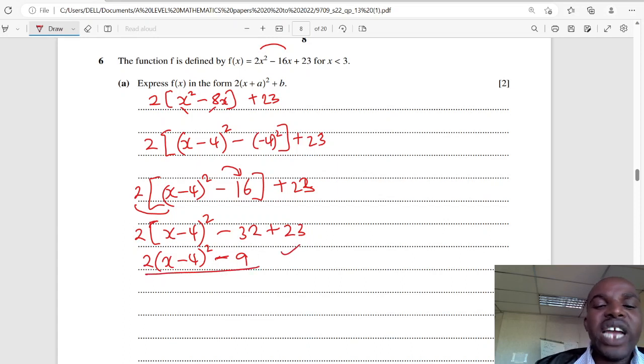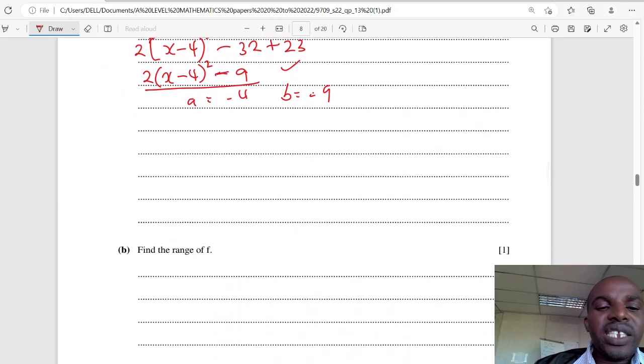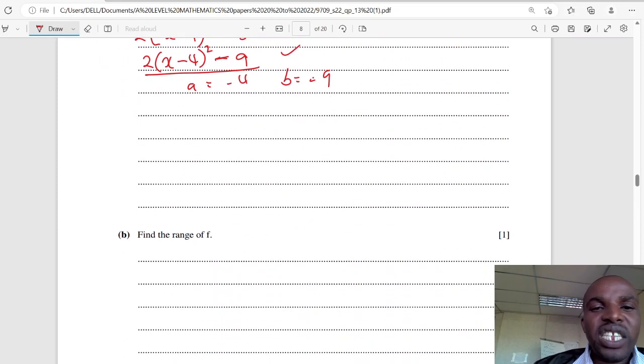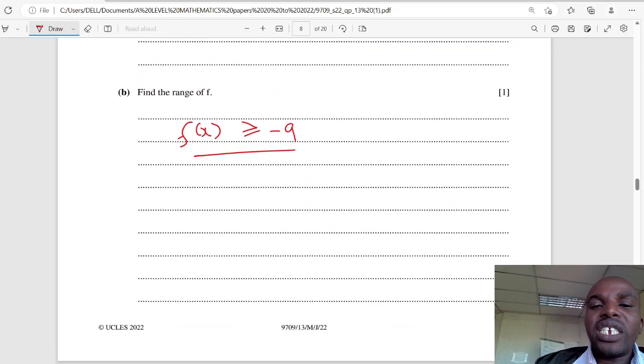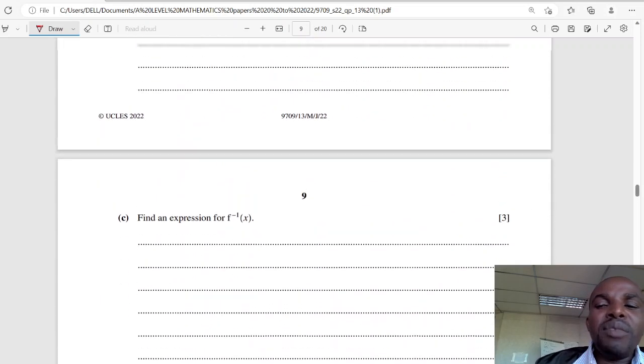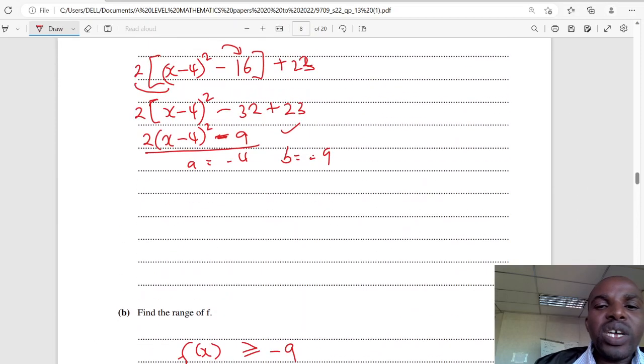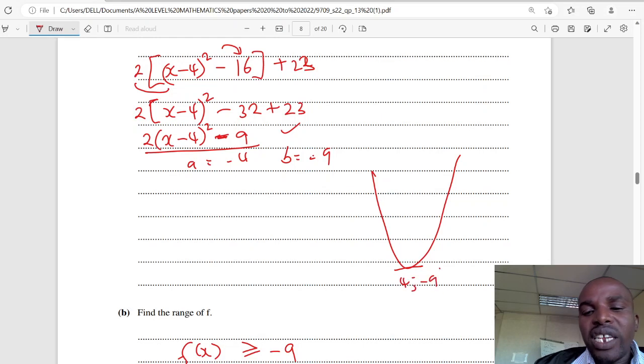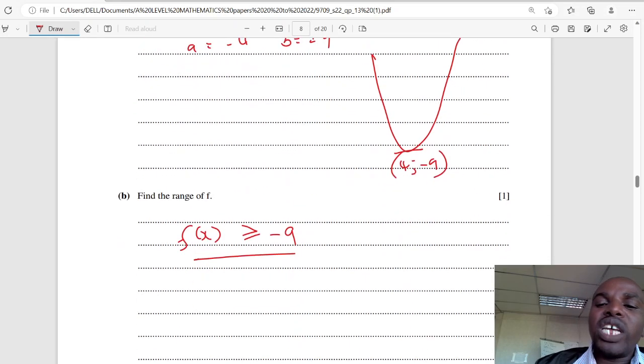So this will be your item. So your A is minus 4. Your B is minus 9. Just like that. Then next, find the range of f of x. Range, you can check. There is minus 9 here, right? So you can just say f of x is greater than or equal to minus 9. That's your range. Then, because these are the minimum points of the graph. This one is a quadratic graph. It's a graph like this one. So the minimum points are 4 and minus 9. So it's greater than or equal to that part.